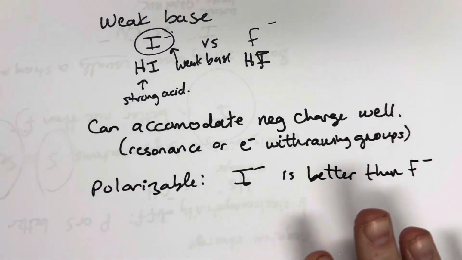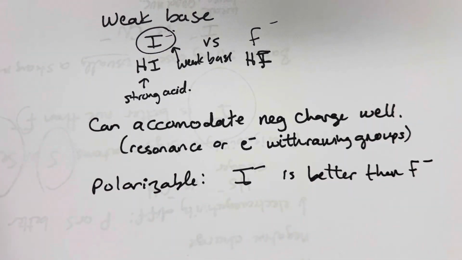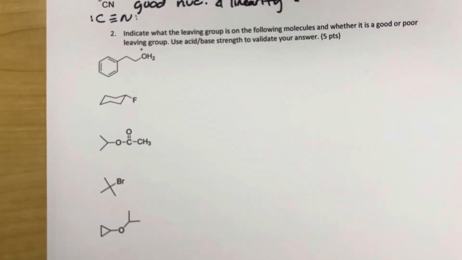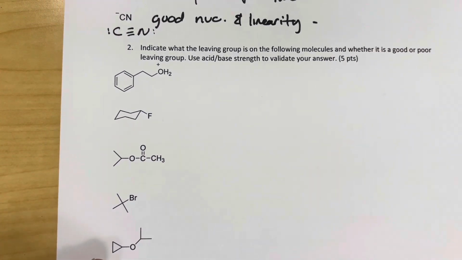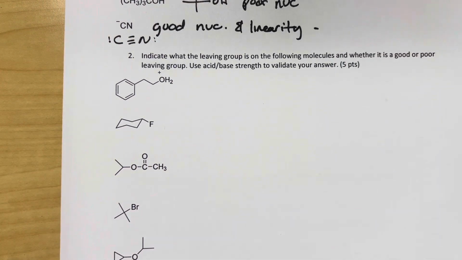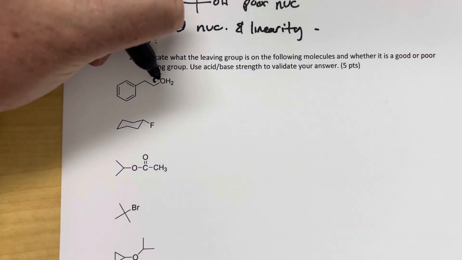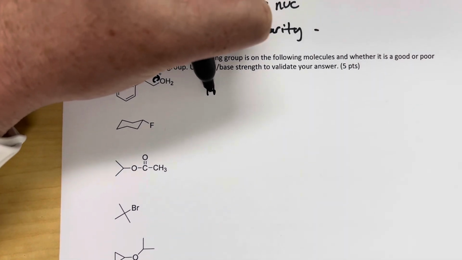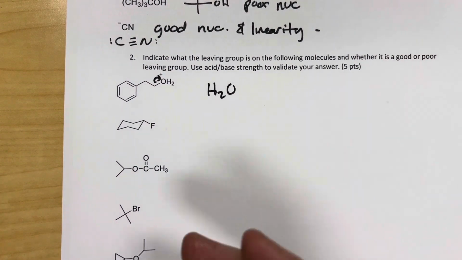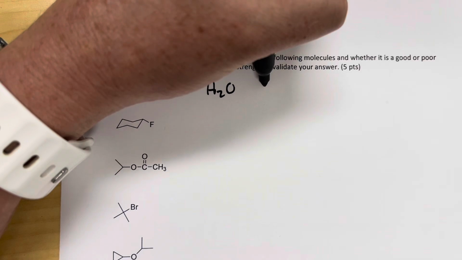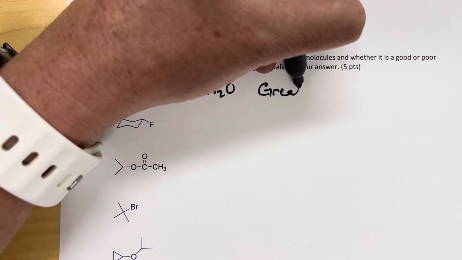Okay, let's use this and see if we can answer the questions from the homework now. Or from the worksheet. All right, so looking at these, we're asking ourselves, are all of these going to be good or poor leaving groups? So the first one, if we took this OH minus and took it off right there, we'd have a leaving group of H2O. H2O is neutral, H2O is super stable, and therefore this would be a great leaving group.